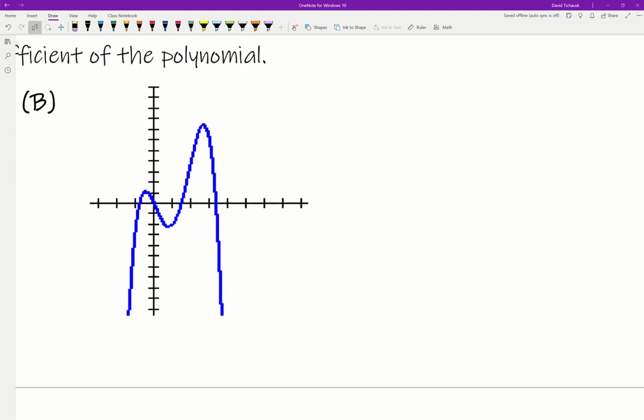On this next example, it looks like I have two ends that both point down, and so that is going to mean that I have a degree that is an even number. Whatever its value is, it could be 2, it could be 4, it could be 6, it could be any even number as far as we know. And then it looks like they're both pointing in the downward direction, so the leading coefficient is going to be a negative number.